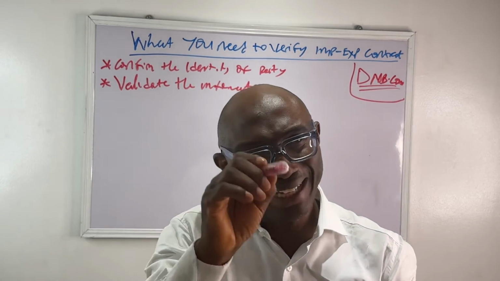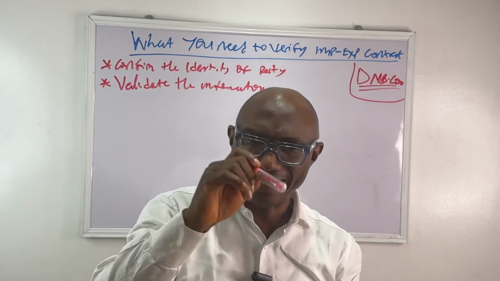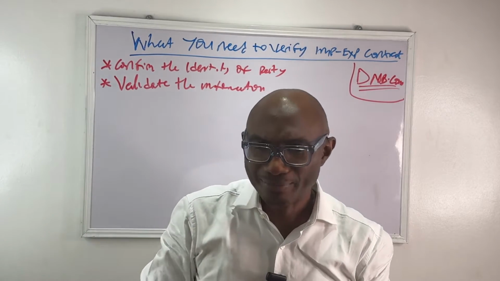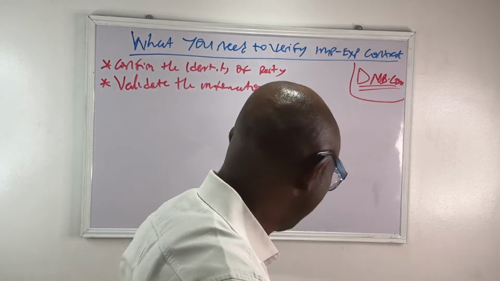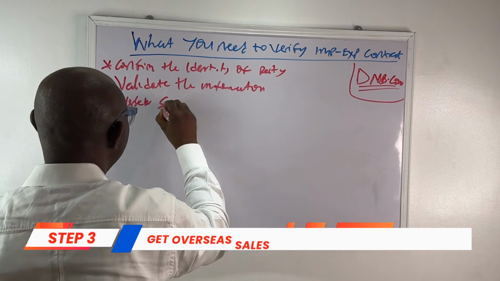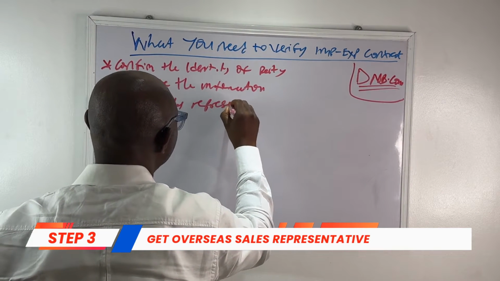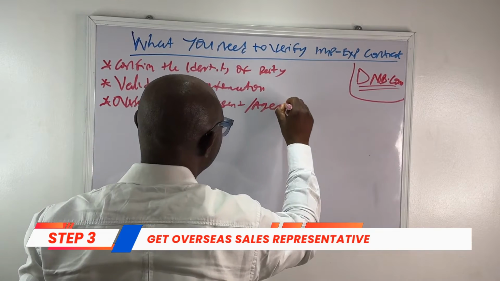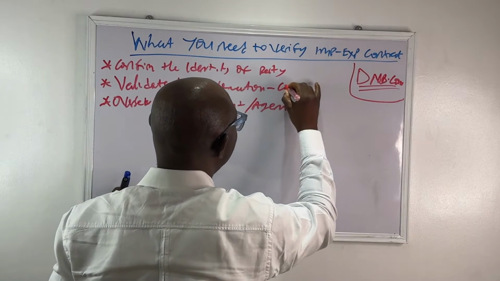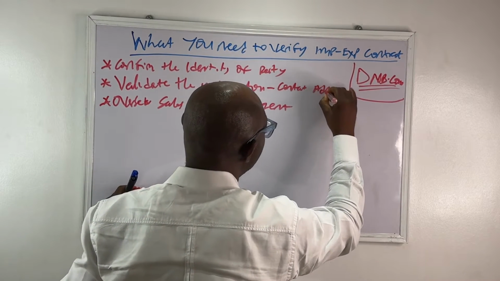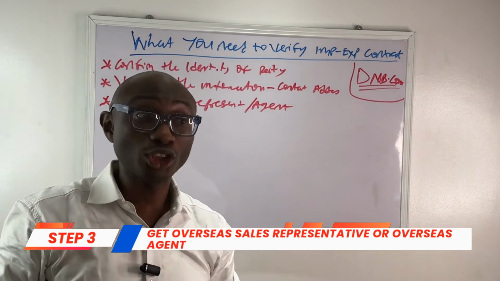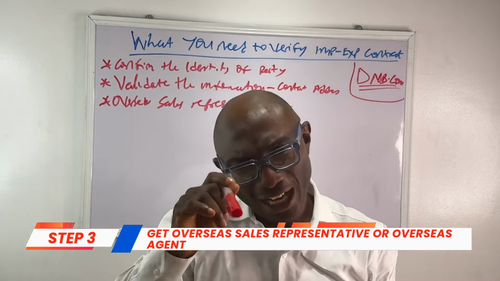And if you tell me your address is at such a place, I want to validate that address. I want to check to be sure, does that place exist? That might mean I need to get, let me just jump to this, an overseas sales representative or an agent, so that they can help me validate the information, like the contact address that you provided. Basically having someone in the export market that can help me to confirm.